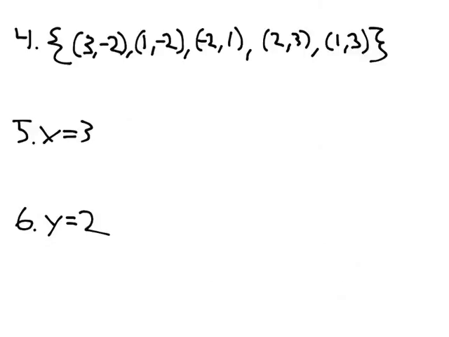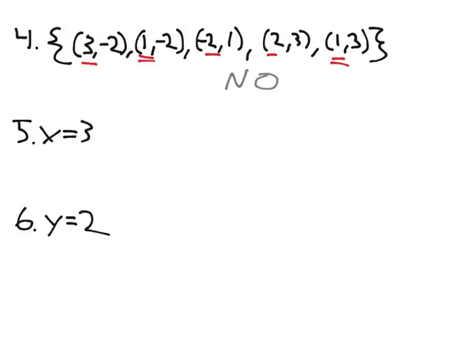For number 4, we have a set of ordered pairs. To check whether or not this relation is a function, we look at the x values and determine if any of them are repeated. And we can see immediately that 1 is on here twice. Therefore, this is not a function.